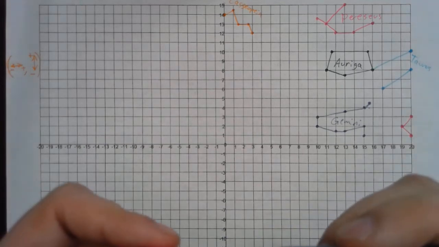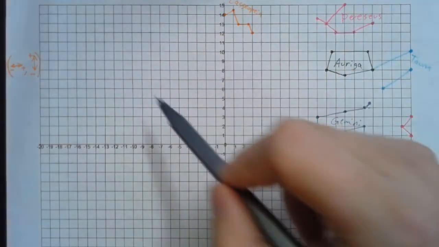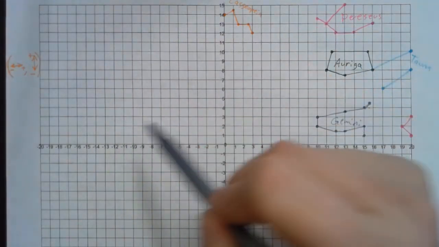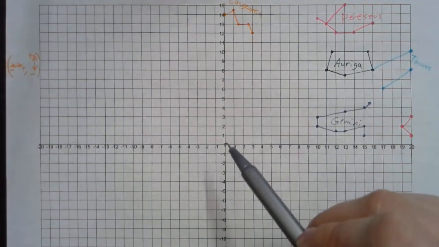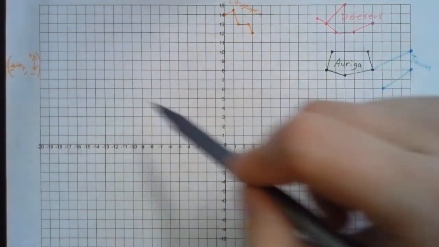All right, we're going to set aside this pen and go back to green. So this next one is going to be Cepheus, and this is going to be the first one that's going to be over here in quadrant 2. All right, so the first couple coordinates are going to be negative and then positive. So it'll end up somewhere over here.